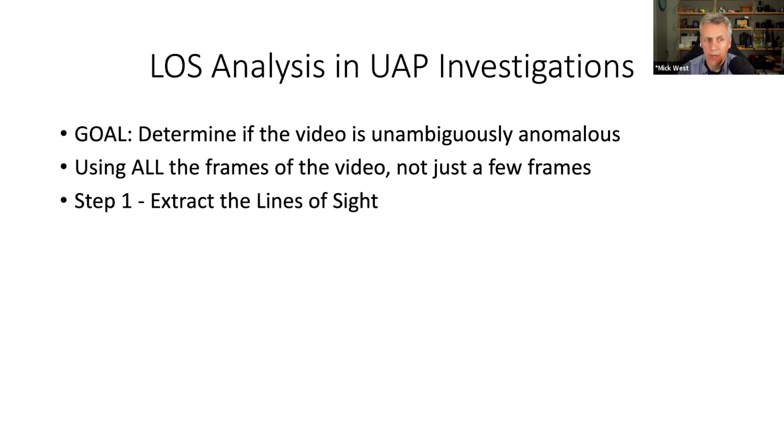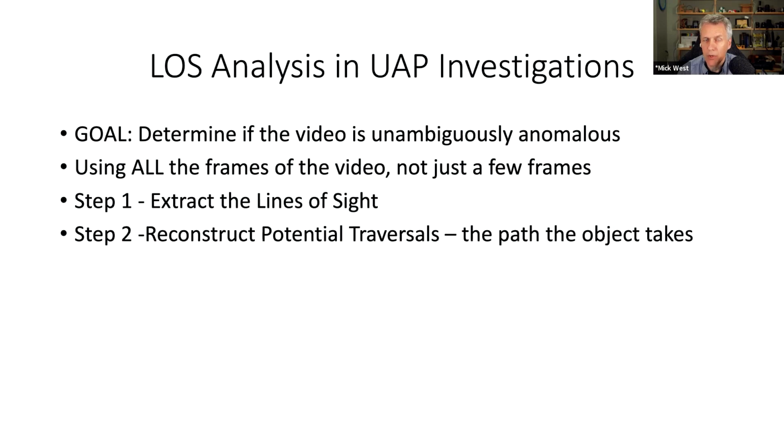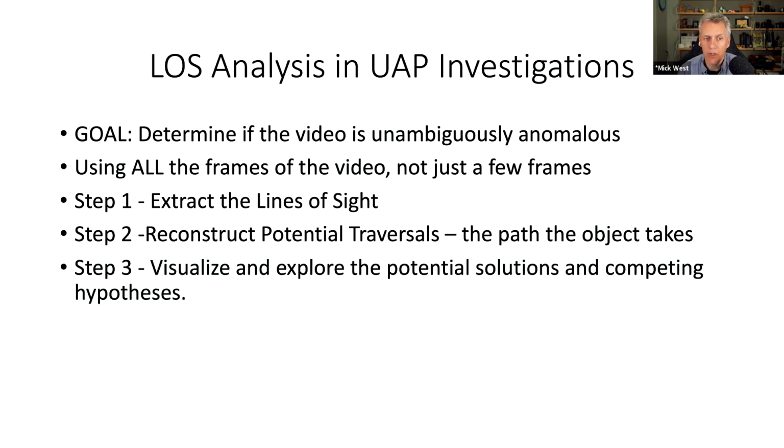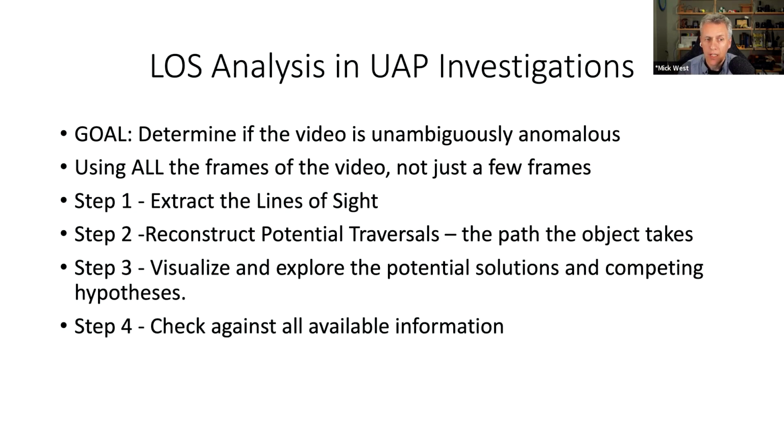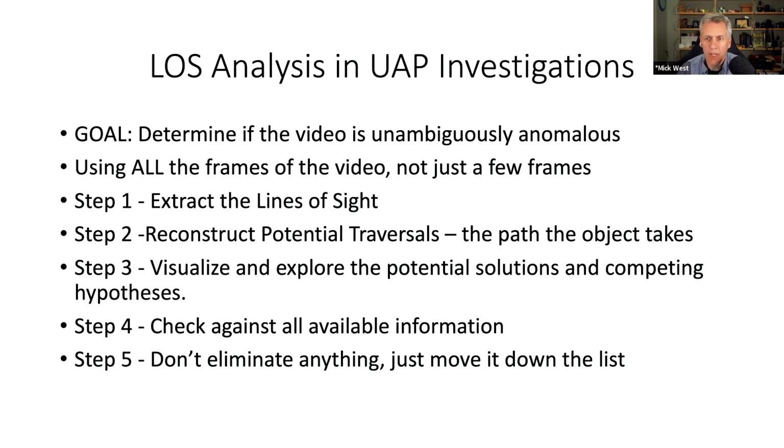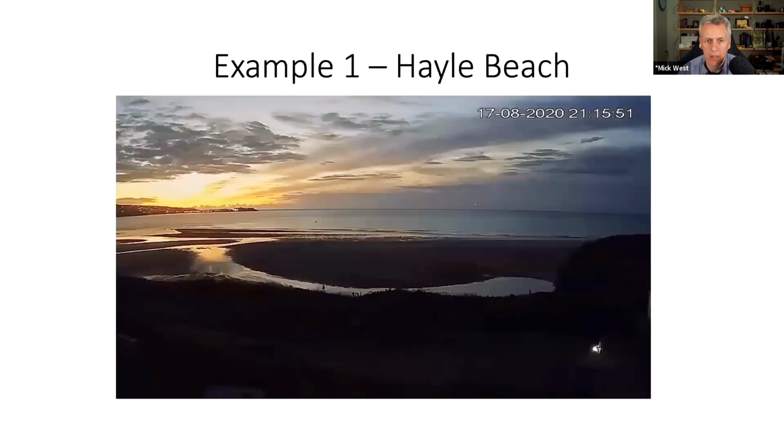Step 1 in this process is to extract the line of sight. Step 2 is to reconstruct the potential traversals. For any set of lines of sight, there are multiple ways of going across that set of possible lines of sight, and you want to find the ones that make the most sense. Then step 3 is to visualize and explore the potential solutions and the competing hypotheses. Step 4 is to check against all available information. Step 5: don't eliminate anything, just move it down the list. This is kind of a pet topic of mine.